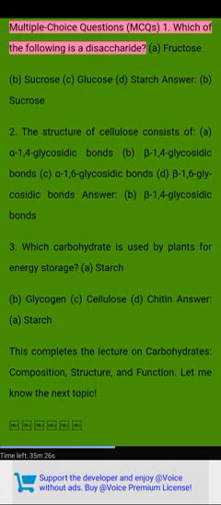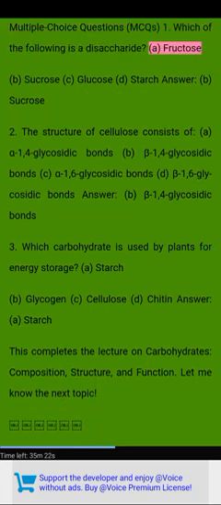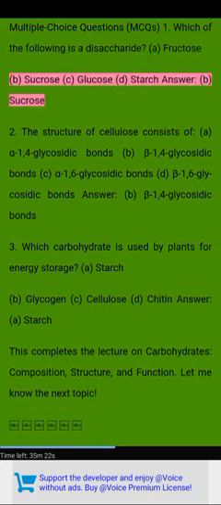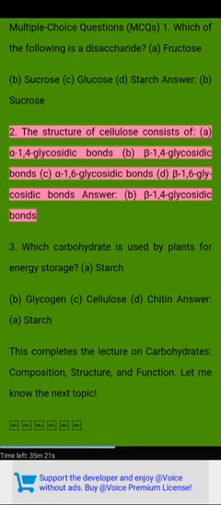Multiple choice questions. MCQs. 1. Which of the following is a disaccharide? A. Fructose. B. Sucrose. C. Glucose. D. Starch. Answer: B. Sucrose. 2. The structure of cellulose consists of: A. Alpha-1,4 glycosidic bonds. B. Beta-1,4 glycosidic bonds. C. Alpha-1,6 glycosidic bonds. D. Beta-1,6 glycosidic bonds. Answer: B. Beta-1,4 glycosidic bonds.